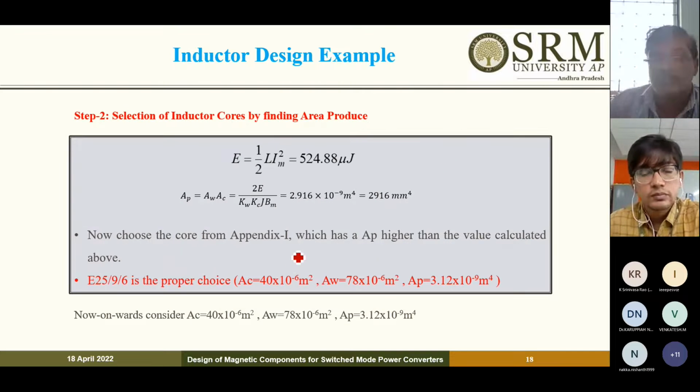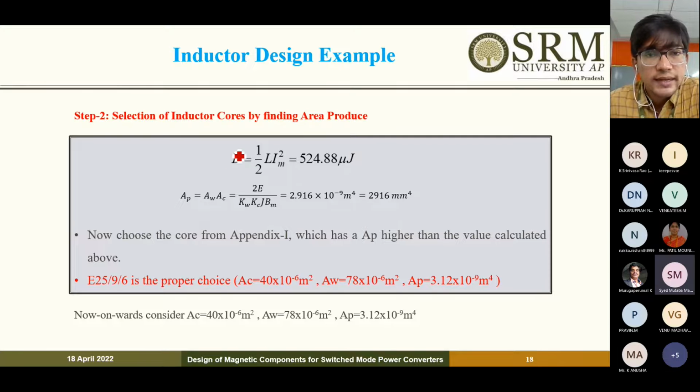So here our first step is to calculate the energy. If we calculate the energy by substituting L equal to 100 microhenry and the maximum current 3.24, I am getting 524.88 microjoules. That means the inductor should be capable of accepting this much energy, 524.88 microjoules.